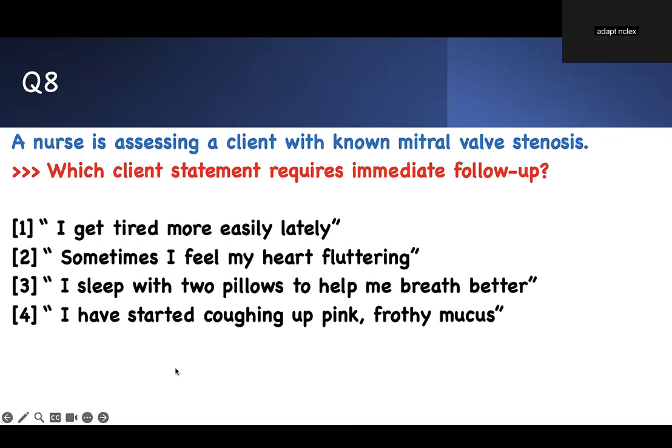Three more. I'm picking your mind. A nurse is assessing a client with mitral valve stenosis. We're back to mitral valve stenosis. I know I've given you all variations of questions, so this one should be easy for you. Which client statement requires immediate follow-up? Tell me what you think. Read the answer. Put down your answer choice and let me know.